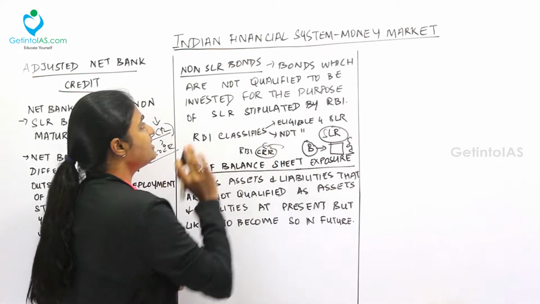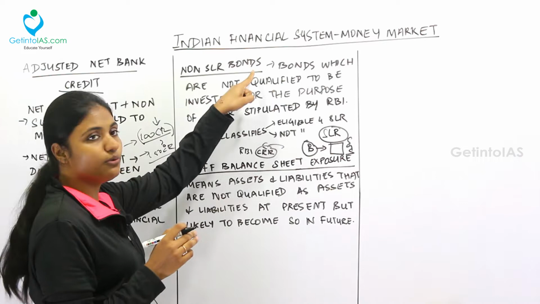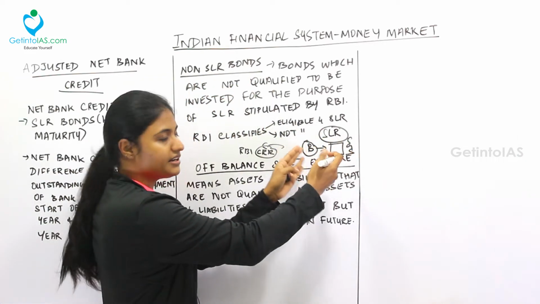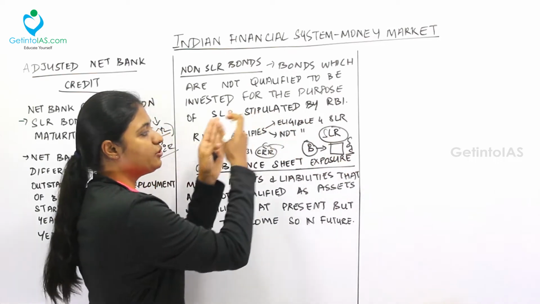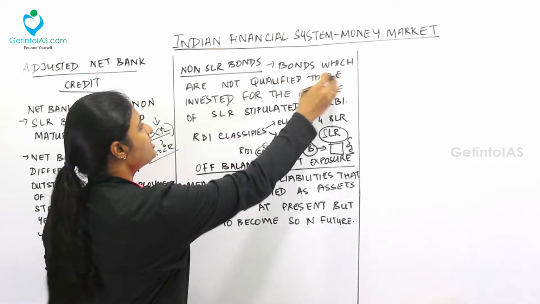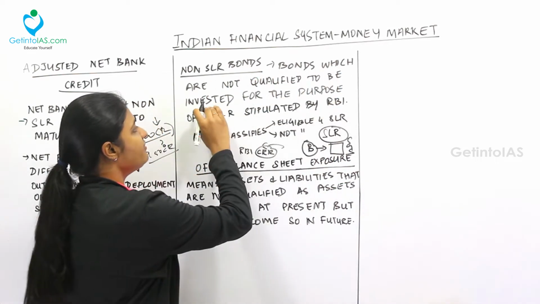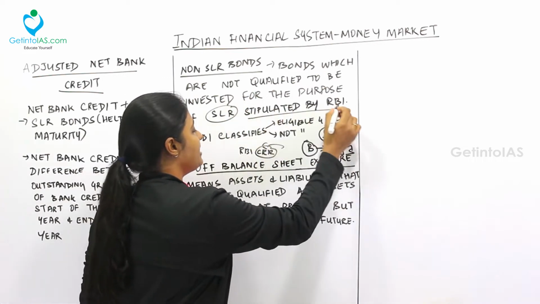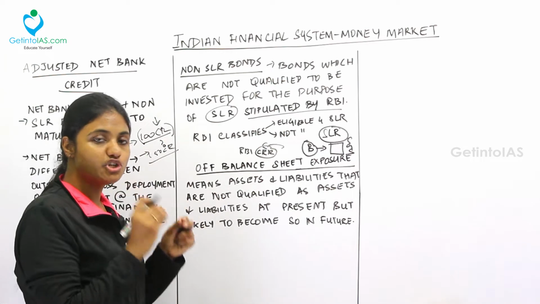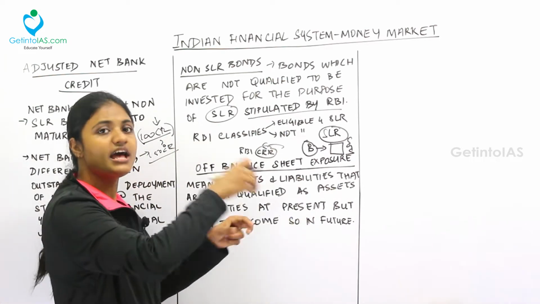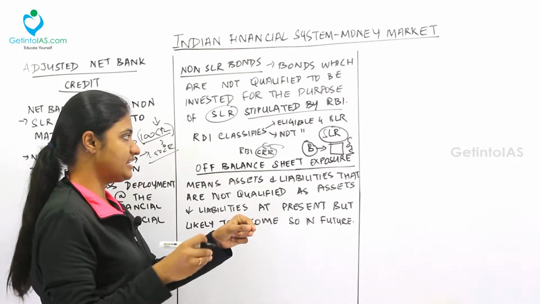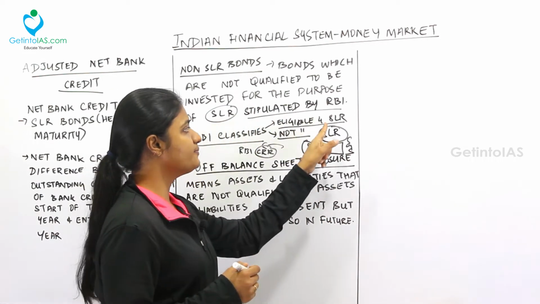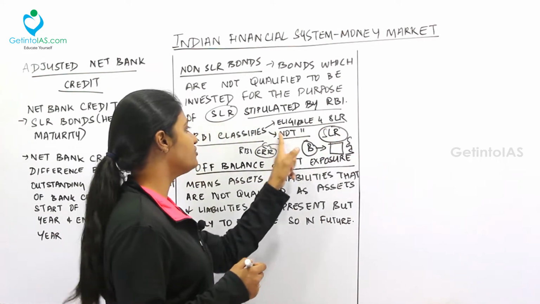Fine. So under SLR, some bonds are classified to be kept under SLR, and some bonds are not. So non-SLR bonds are the bonds which are not qualified to be invested for the purpose of SLR stipulated by the RBI. RBI only will decide which bonds will stay inside SLR and which bonds will stay outside SLR. So the RBI classifies the bonds which are eligible to be under SLR and which are not eligible.